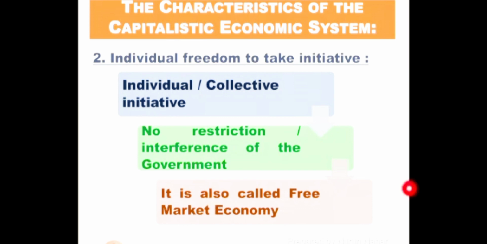The second characteristic is the individual freedom to take initiative. In this second stage, individual or collective initiative for any decision of production will exist, and there will be no restriction or interference of the government. A person, if he is the owner of the factors of production, can take the decision of what to produce, for whom to produce, and how to produce. That's why this sort of economic system is also called free market economy.